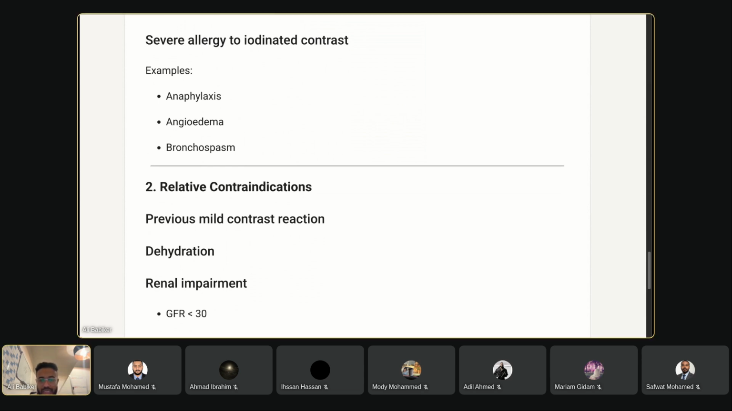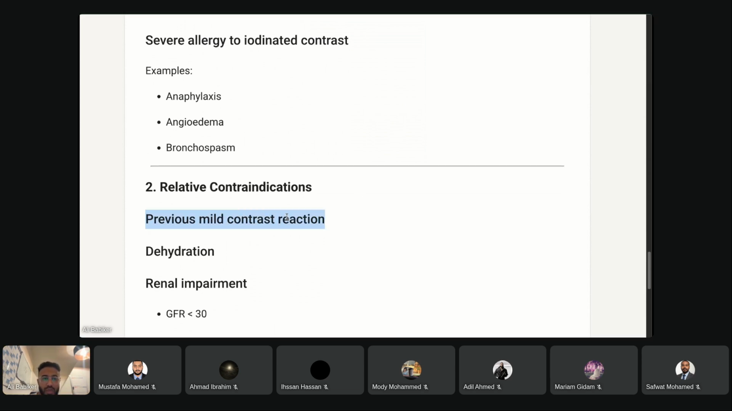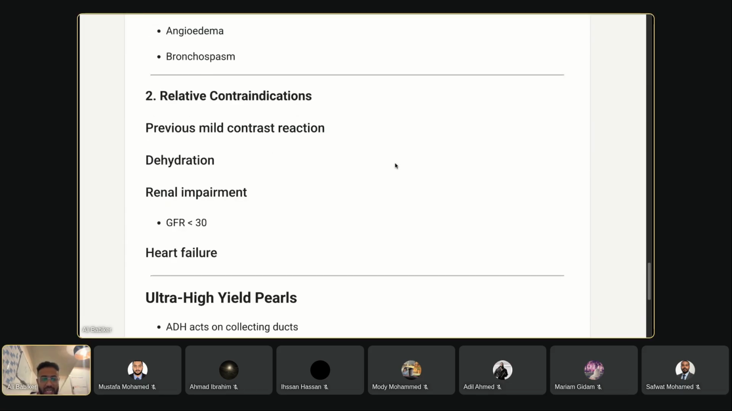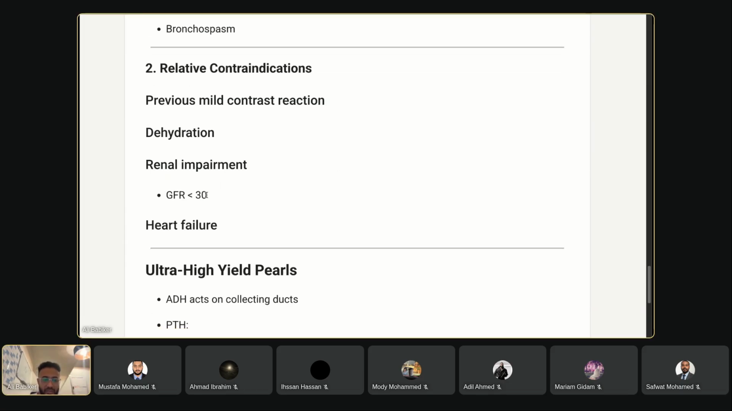Previous mild contrast reaction. By mild, look, what's the difference between a mild reaction and a severe reaction? Severe reaction is if the patient has anaphylaxis, angioedema, or bronchospasm. Mild reaction is if the patient has some urticaria or nausea or vomiting. As long as your patient has no anaphylaxis, no angioedema, no bronchospasm, that's not a severe reaction. Also dehydration, renal impairment if the GFR is less than 30, or heart failure.